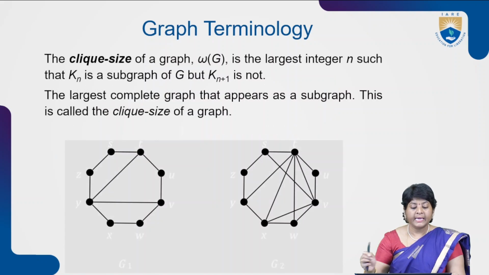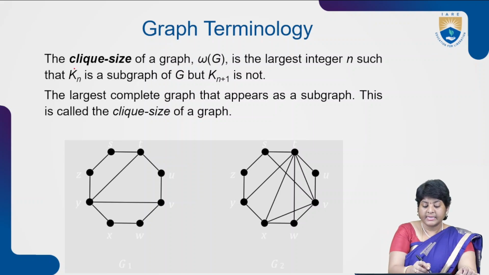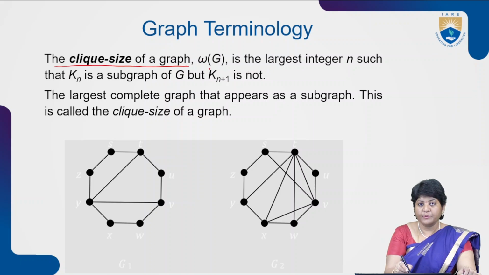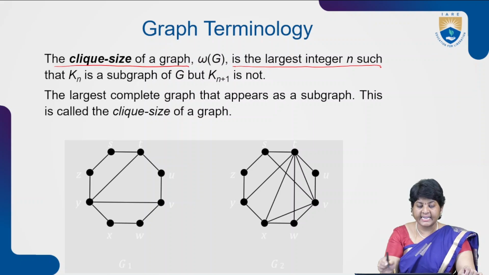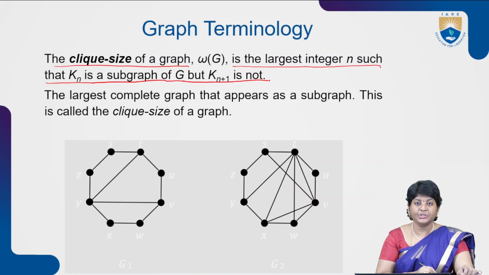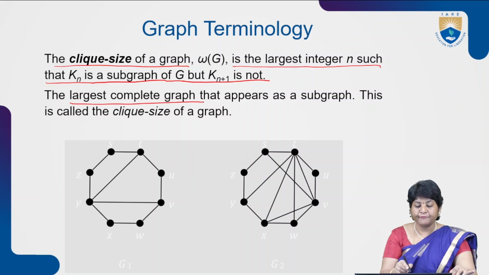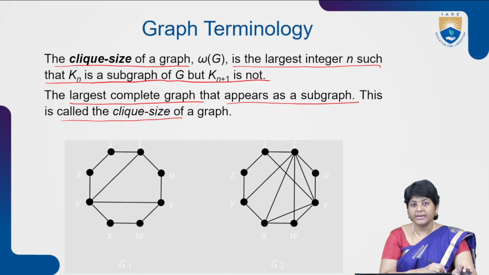And next is clique size. What is a clique and how to identify this clique size? Based on the definition, the clique size of a graph G is the largest integer n such that Kn is a subgraph of G, but Kn plus 1 is not. So in other terms, we can say it is the largest complete graph that appears as a subgraph. This is called the clique size of a graph.